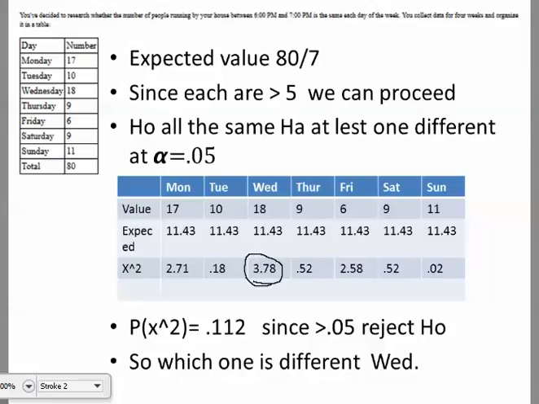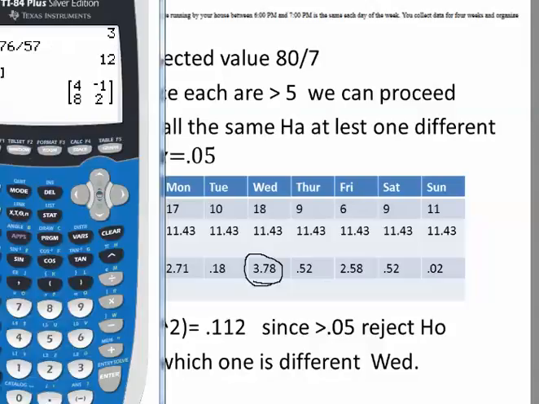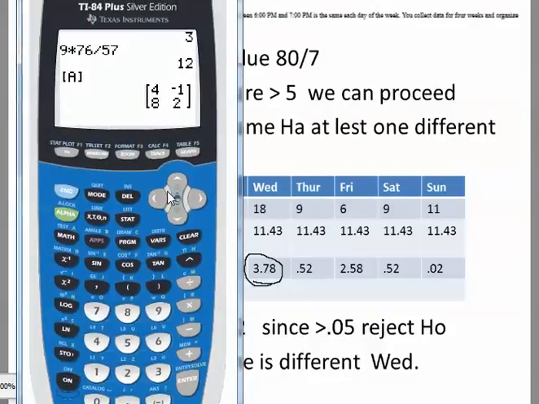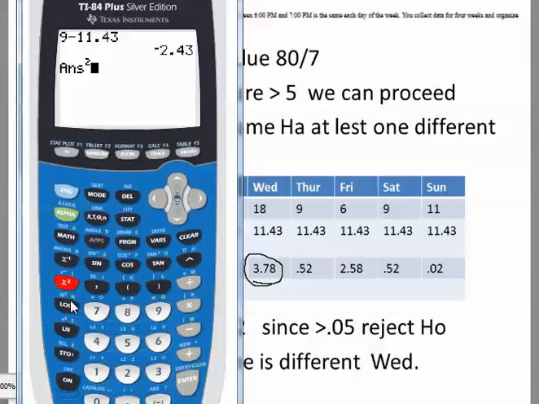Now, let me just show you how I'm doing these calculations real quickly so that you can see it happening, okay? I'm going to clear this out. I'm going to take Thursday there. I'm going to take 9 minus 11.43. I hit enter. I square that number to get rid of the negative number and divide by 11.43. And I get 0.51. And you can see I rounded that to 0.52. Okay?